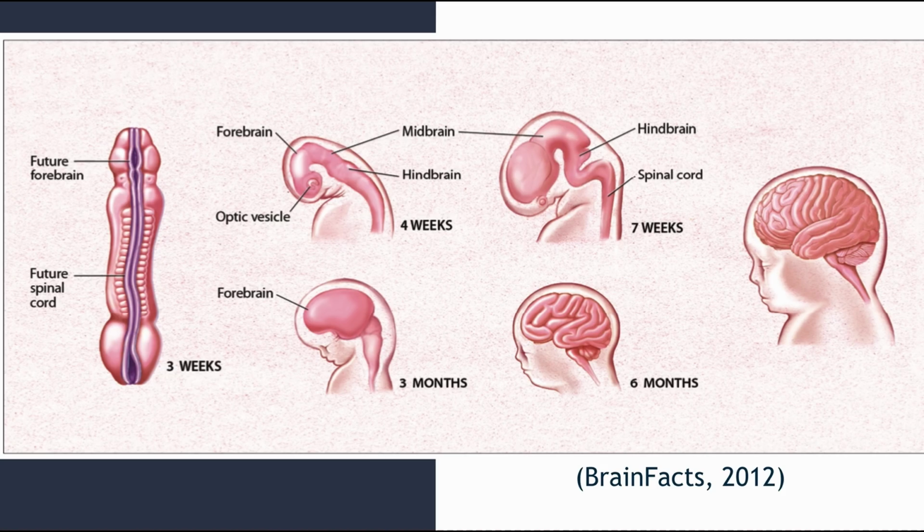This is just another model of the above models, showing the different parts of the baby brain and nervous system. There is the forebrain, midbrain, and hindbrain, and as time goes on to 3 weeks, 4 weeks, 3 months, and 6 months, the brain begins to form and begins to look like the brain that we know now.